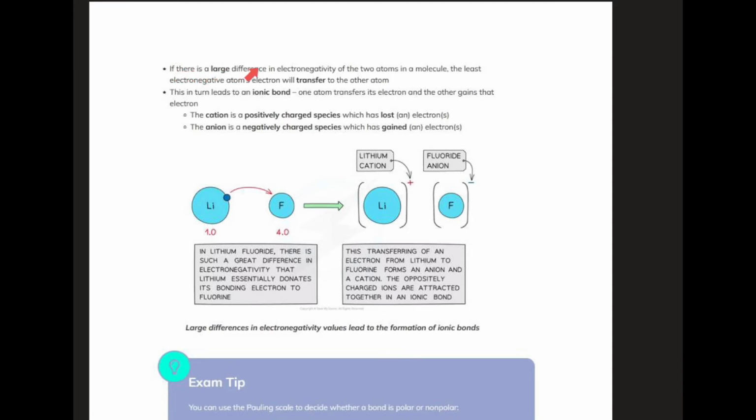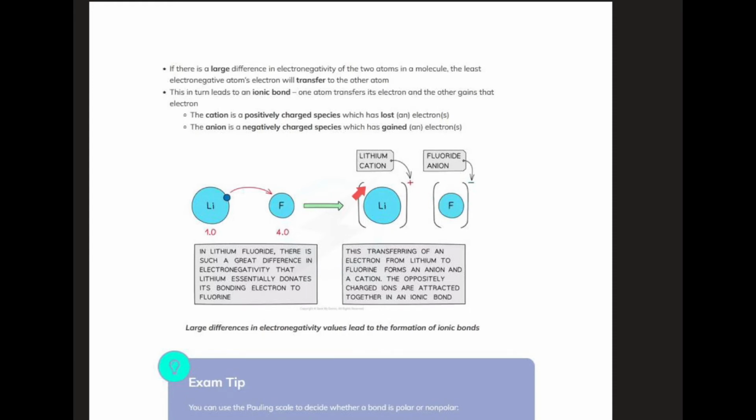If there is a large difference in electronegativity of the two atoms in a molecule, the least electronegative atom's electron will transfer to the other atom. So it is transferring now. You see the difference is too big: 4.0 minus 1.0 is 3.0, so greater than 2 by a lot. If that is the case, they will form an ionic compound, and in an ionic compound there is transfer of electrons. They are not sharing. It is totally given to fluorine.